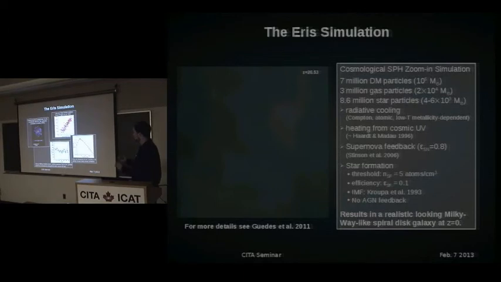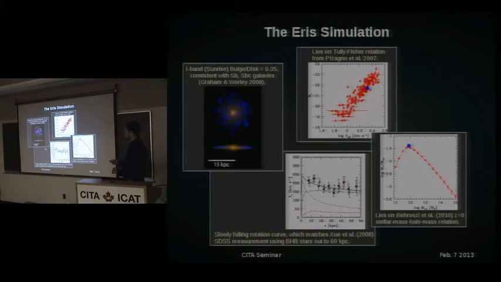And I showed this comparison. If you actually observe it using a radiation transfer post-processing system and do an actual observation of it, what it would look like, you can measure a bulge-to-disk ratio, and that agrees. It's 0.35, so that agrees pretty well with the measurements for typical spiral galaxies. You look at it, it's right on the Tully-Fisher relation, so there it compares very favorably with observational measurements.